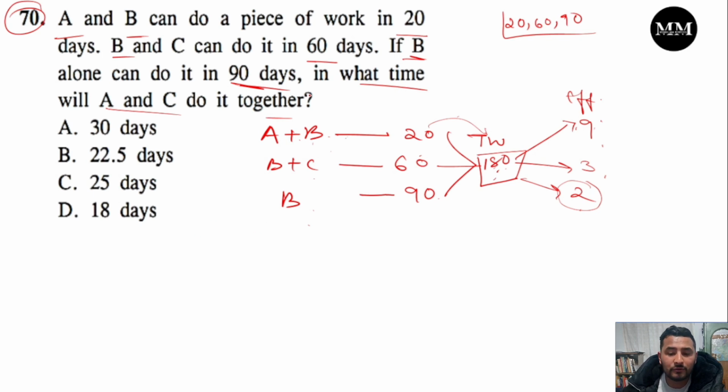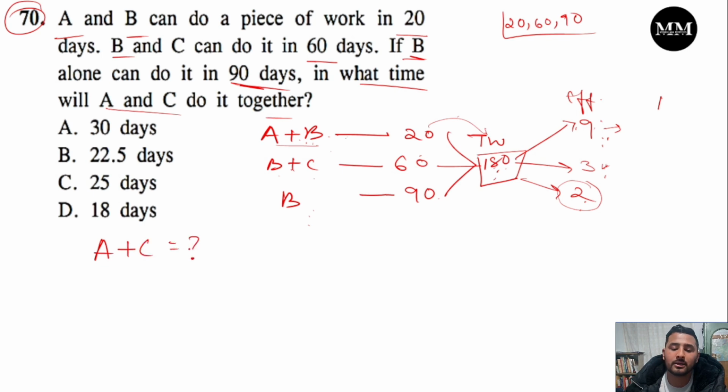So let's go. We have to find in what time A and C together can do it. To find A and C, you see A plus B can do it in 9 days, B plus C in 3, and B alone in 2. Let me repeat it again. A plus B can do one piece of work in 9 days. To find in how many days, you have to divide 180 by 9. B plus C together can do one piece of work in 3 days. So divide like that. But what the question is asking is A plus C can do in how many days together.